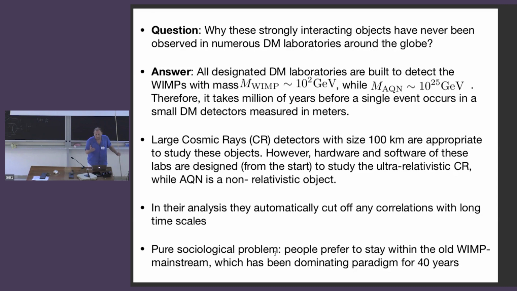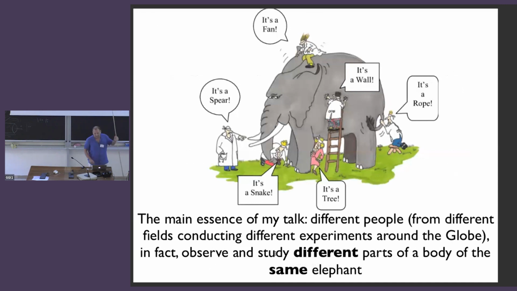But it turns out, as I communicated to many people in cosmic ray labs, that the hardware and software of all these labs are designed from the very beginning to measure ultra-relativistic particles, ultra-relativistic protons. That's the way they are designed. And they cut off all time scales which are irrelevant for their studies. And I believe there is a purely sociological problem: people prefer to stay in the conventional WIMP paradigm and the conventional old paradigm of non-interacting dark matter. Okay, so that idea comes from, again, discussions with Dima Budker, who actually had at the very last many different elephants.